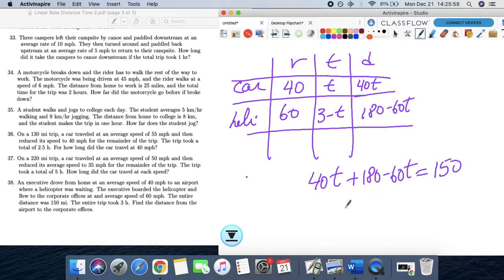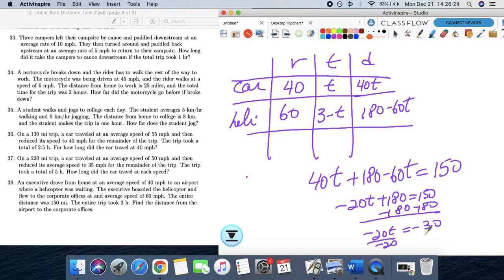So now we have negative 20t plus 180 equals 150. I'm just doing step by step. Subtract 180 from each side. We get negative 20t equals, what is this? Negative 30. Divide both sides by negative 20. And t equals 3 over 2, or 1.5 hours. Okay, so find the distance from the airport to the corporate office.